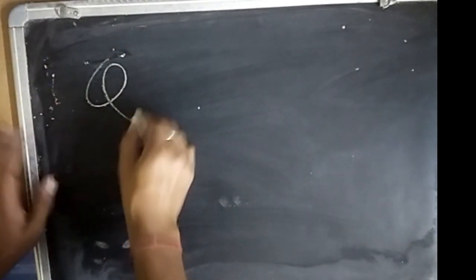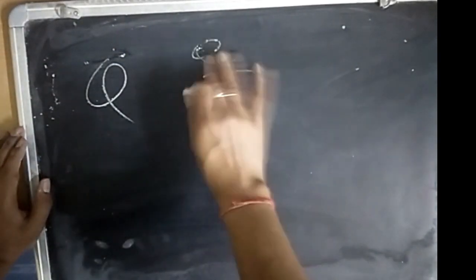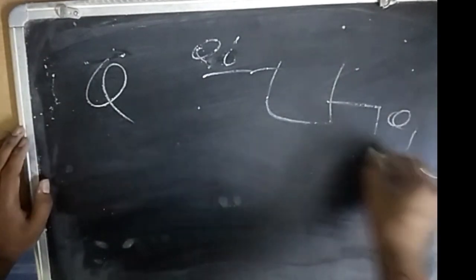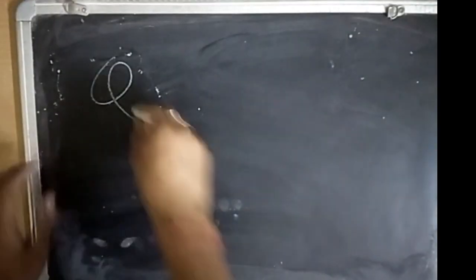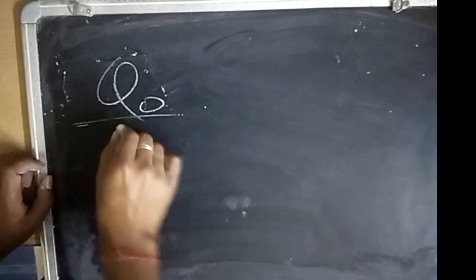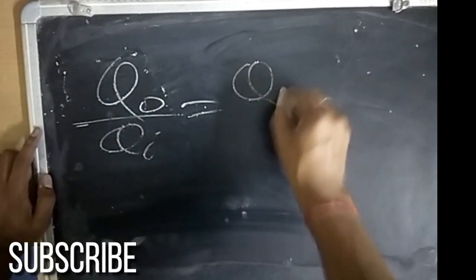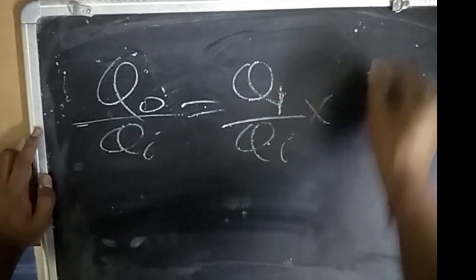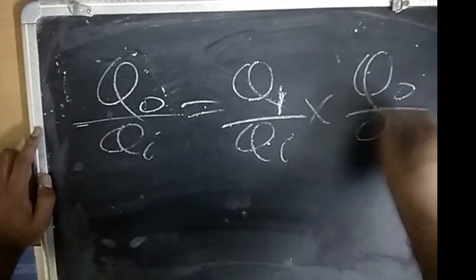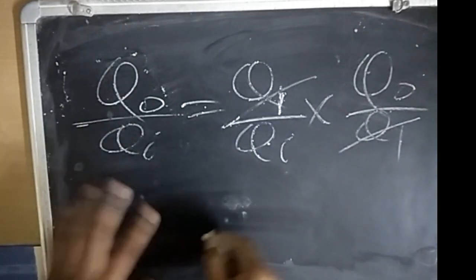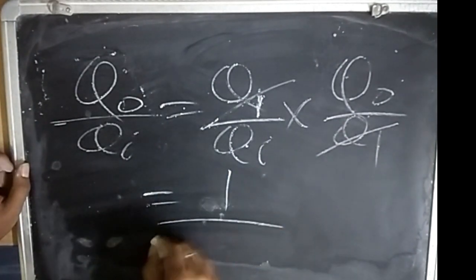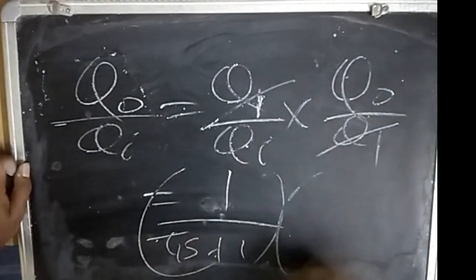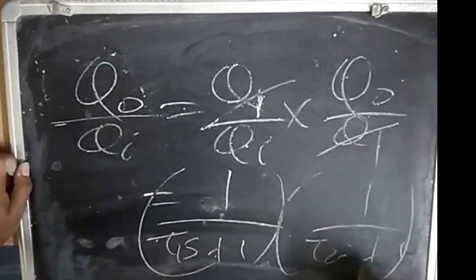What I mean here is, let me write. Let's say this was qi, then after that q1, then q naught final. This is qi and this is q naught final. So what will happen? Q naught by qi would be equal to q1 by qi into q naught by q1. So this will cancel out. That's why we do the product. There is a reason for that. And this would finally be 1 upon tau 1 s plus 1 into tau 2 s plus 1.